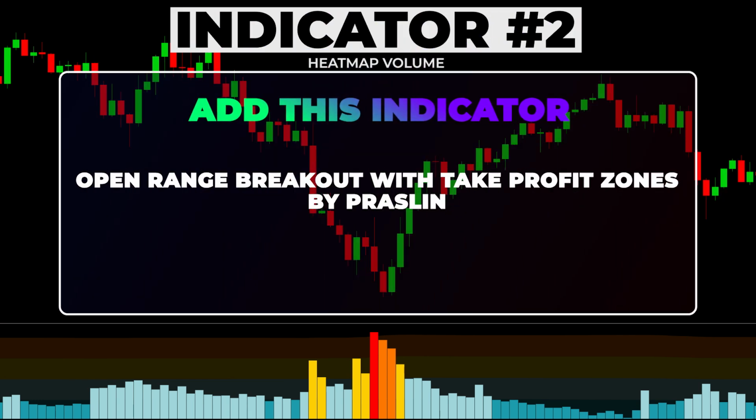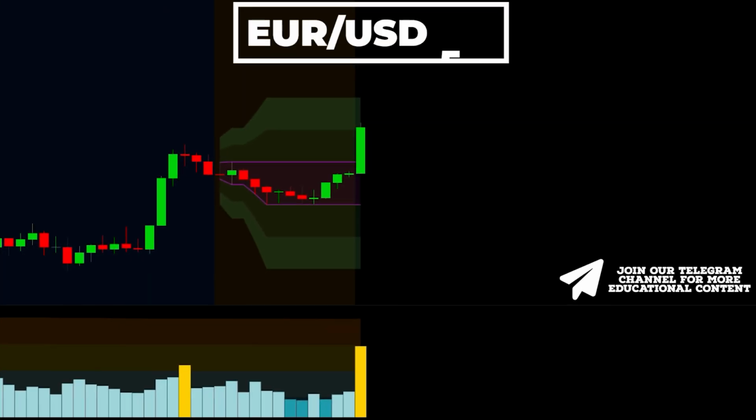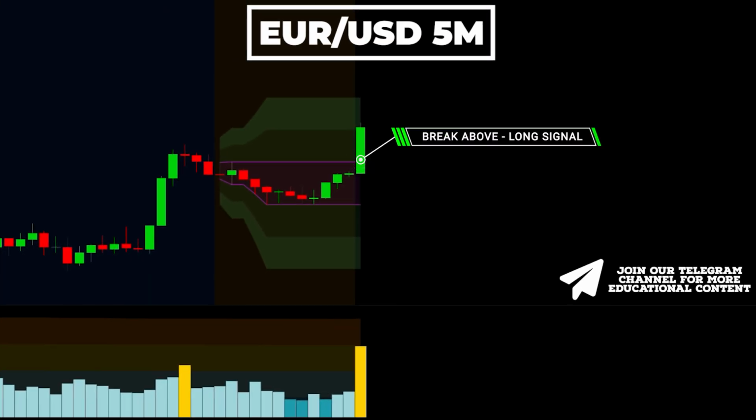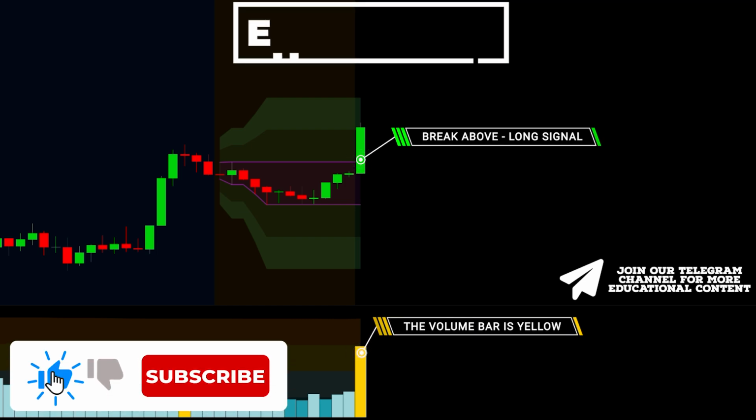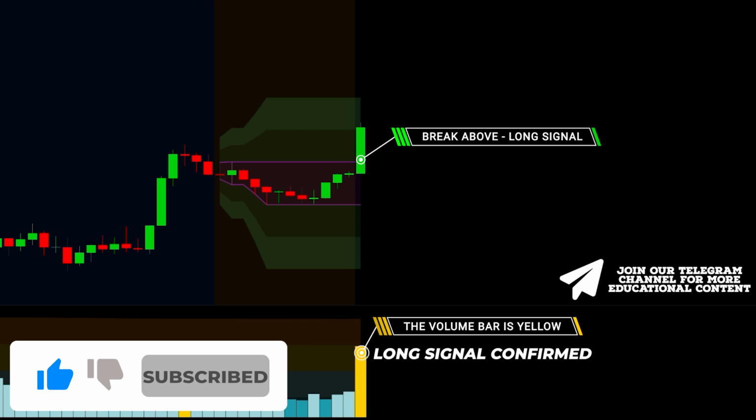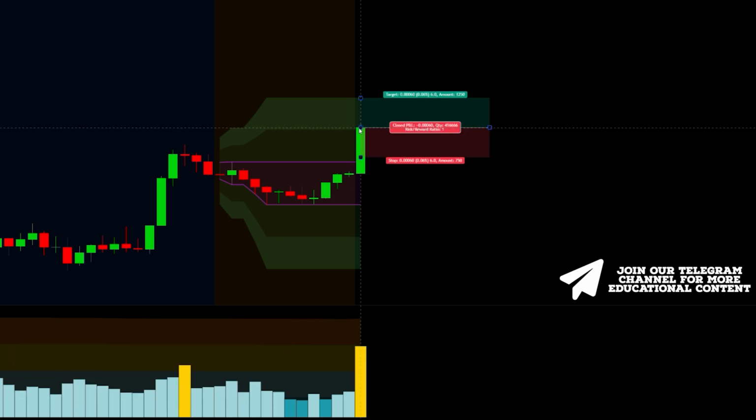Firstly, you need to add an open range breakout with take profit zones indicator. With that, we want the price to break above the upper purple line in a bullish scenario. Next, the volume bar should be orange or yellow. In our case, the Heatmap volume indicator has a yellow color, so we enter the trade here.